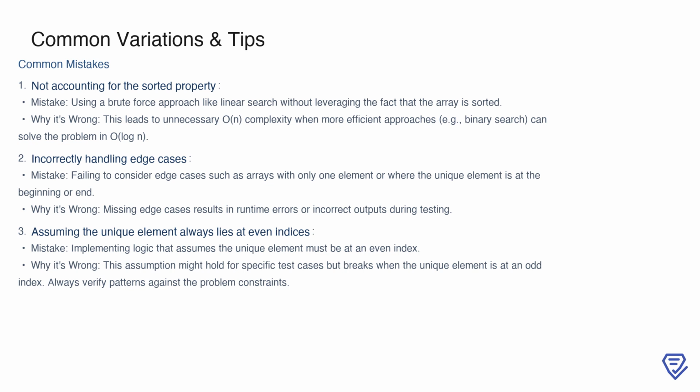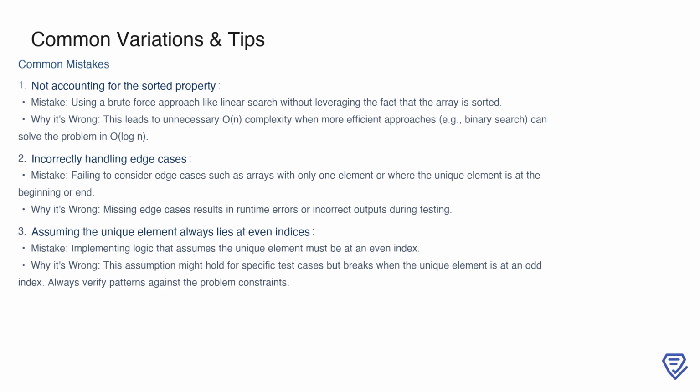Next, edge cases are critical. Arrays with only one element, or those where the unique element is at the very beginning or end, can easily break your solution if you don't handle them properly. Another common pitfall is assuming the unique element is always at an even index. While this might work for some test cases, it's not guaranteed by the problem constraints.